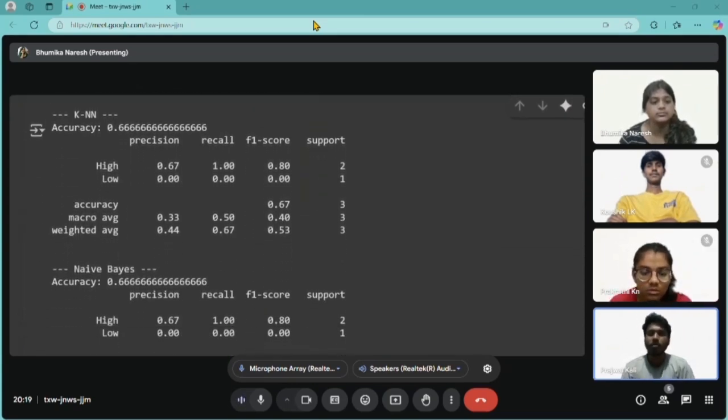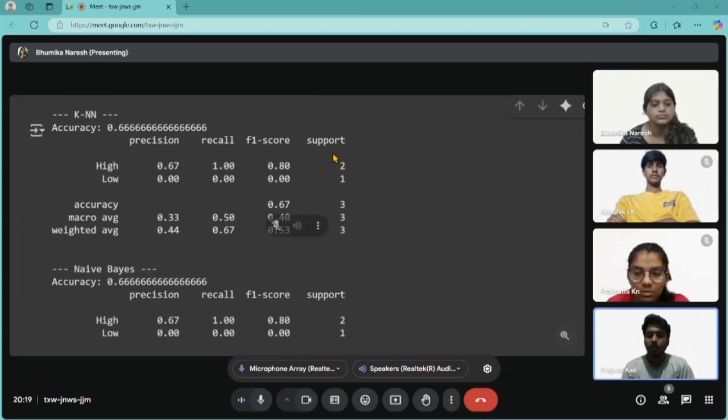Here KNN gives an accuracy of 66%, with precision, recall, F1 score, and support. Here for high, precision is 67%, recall 100%, F1 80%, support 2. Next, low is 0% precision, recall also 0, F1 also 0, support 1.